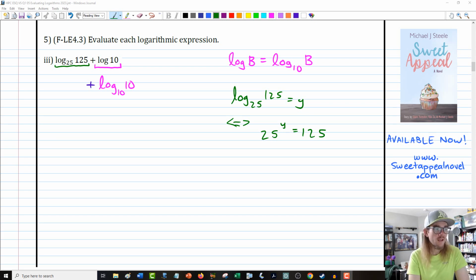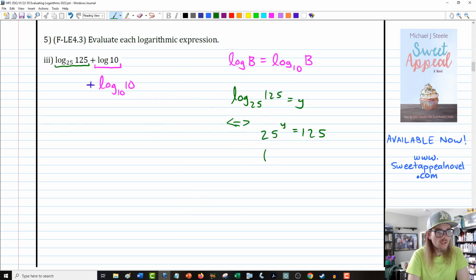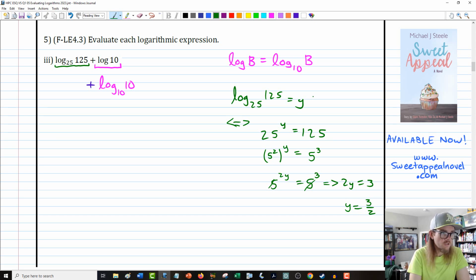So what I mean by us having common bases is that 25 and 125 are both powers of 5. We can write the one on the left as 5 squared to the y, and the one on the right as 5 to the third. Using the power to a power property, we get 5 to the 2y equals 5 to the 3. They both have the same base, so you can imagine log base 5ing both sides to just end up with the equation 2y equals 3. And as you can expect, y then has to equal 3 over 2. So basically this expression up here is equal to 3 over 2.